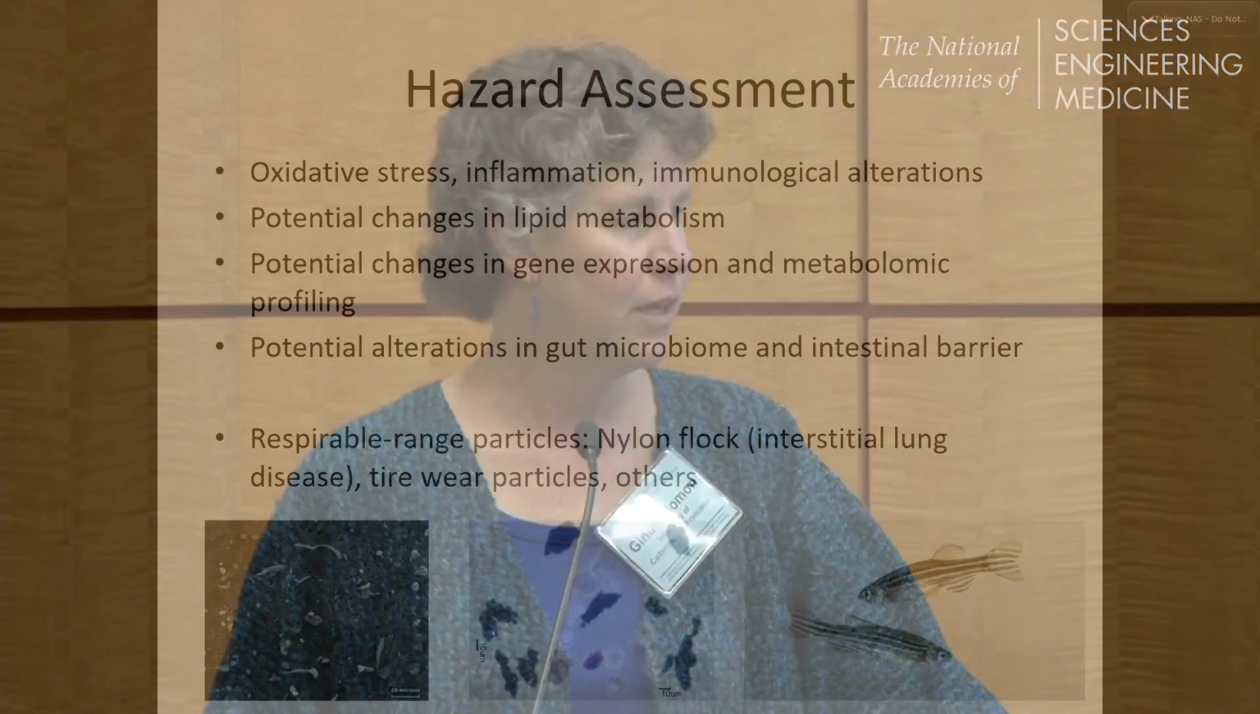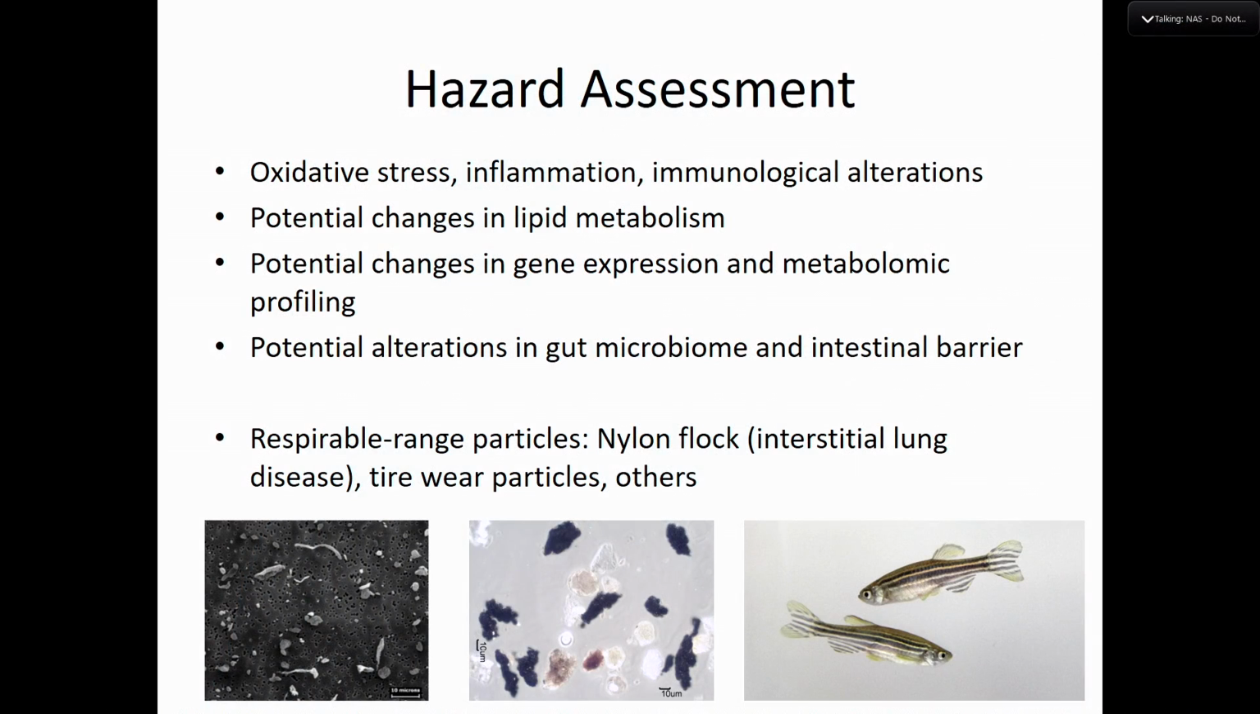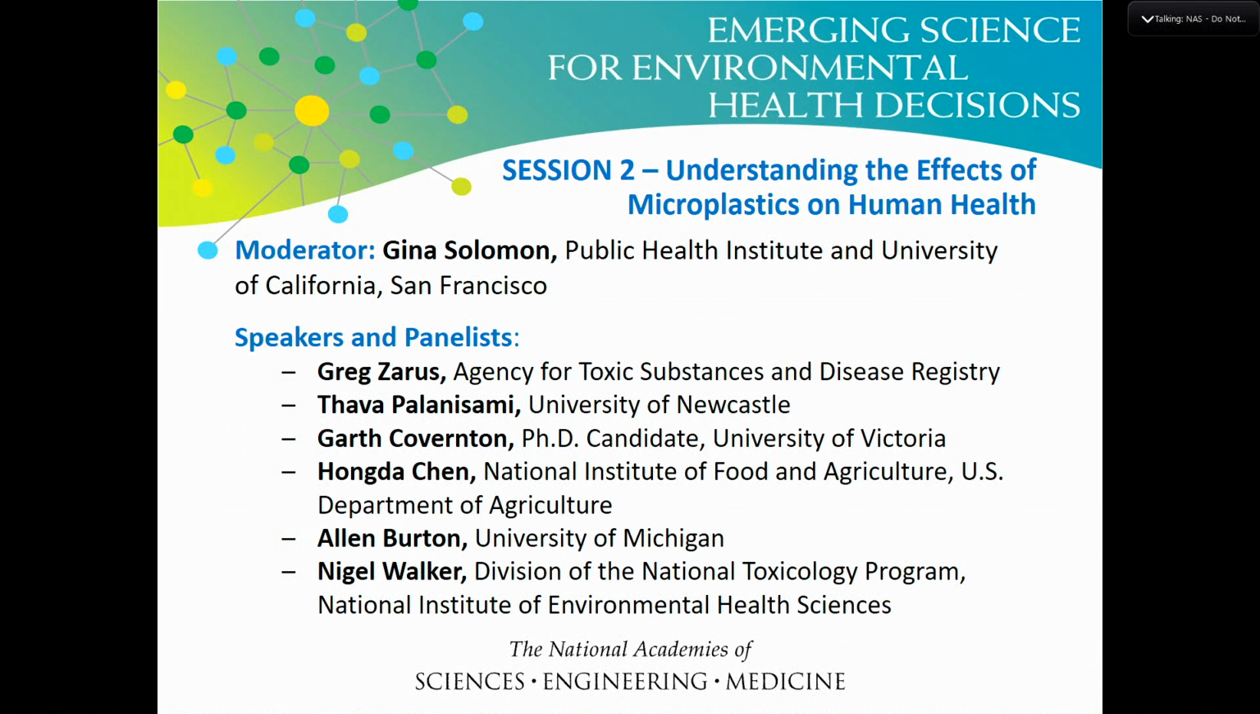So a lot of questions coming up, and a lot of questions on hazard assessment where we have a few studies at much higher than environmental concentrations that suggest some issues, but really at environmentally relevant concentrations we're very unclear except for the respirable range of particles, which is why I put those up separately, because there is information in humans, so-called flock worker's lung from inhalation of nylon flock, and then there's also some data, obviously, on PM 2.5, which includes tire wear particles and others. So here's our panel.